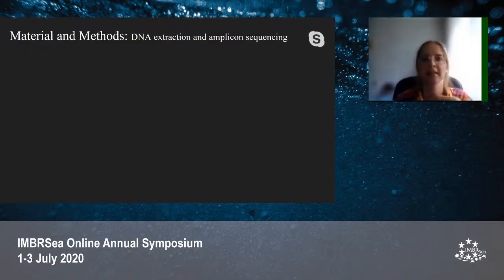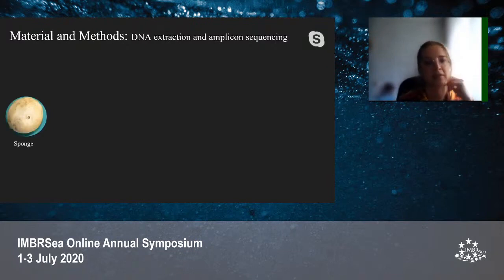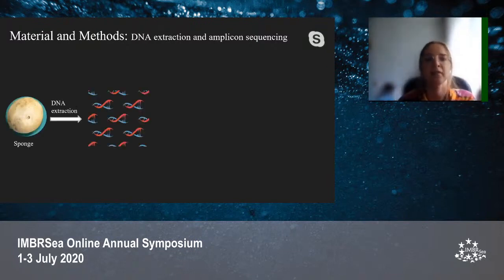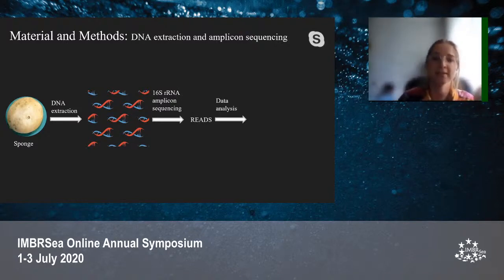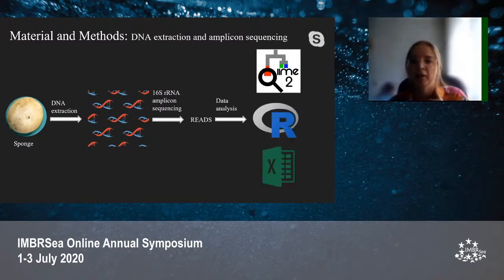The next slide is DNA extraction and amplicon sequencing. Back in the laboratory, DNA extraction was conducted on the samples, followed by 16S rRNA amplicon sequencing. When I came to the laboratory, all the reads were already ready for me to analyze. I used mainly the QIIME2 environment to process all the forward reads, and then used RStudio and Excel to do all the visualization and statistical tests.